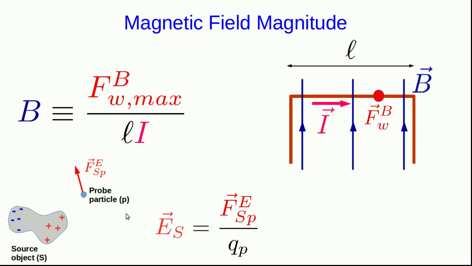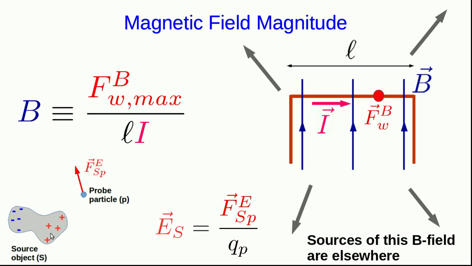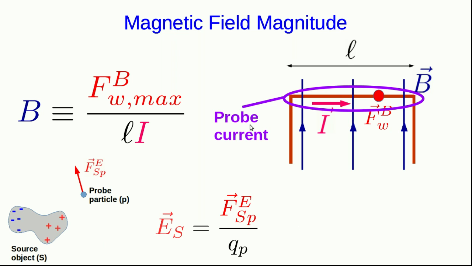Notice how similar this is to our definition of electric field, where we took an electric force on a probe particle and divided by the charge on the probe particle. In this picture, I'm relying on your increasing understanding of the field idea to say that you know that the B field here is due to some sources that are elsewhere that we're not concerned about, and that this B field has nothing to do with the wire that we're using to measure it.